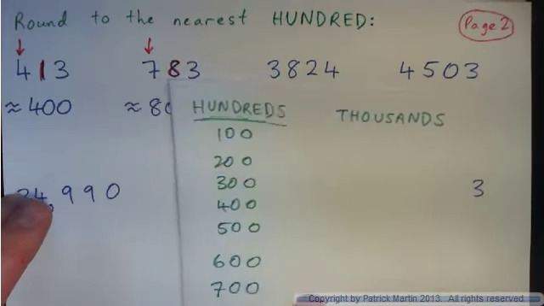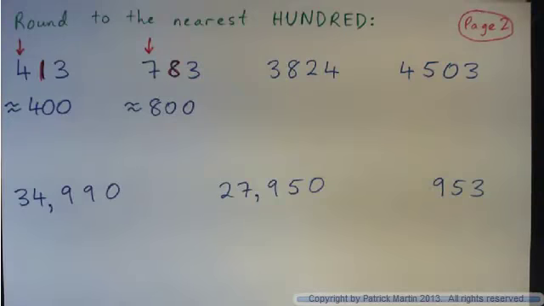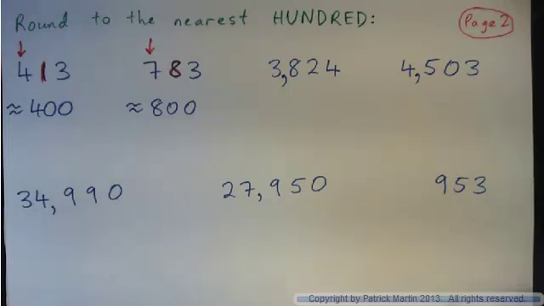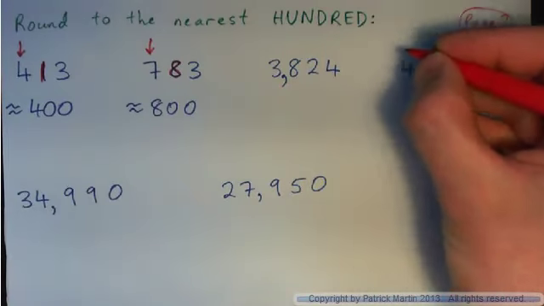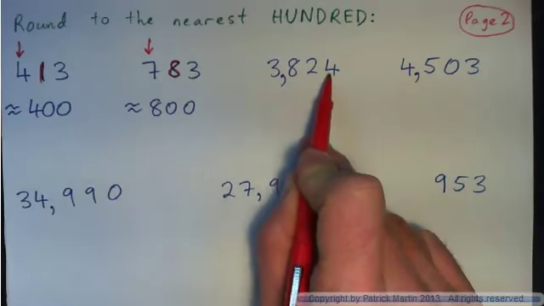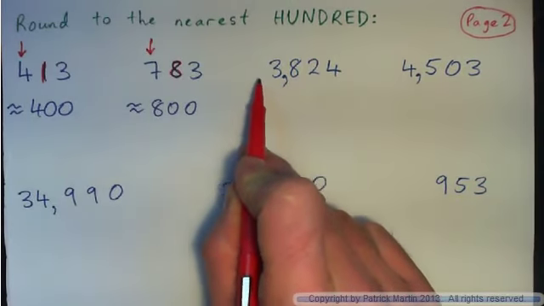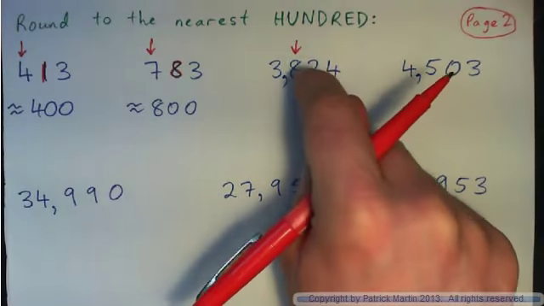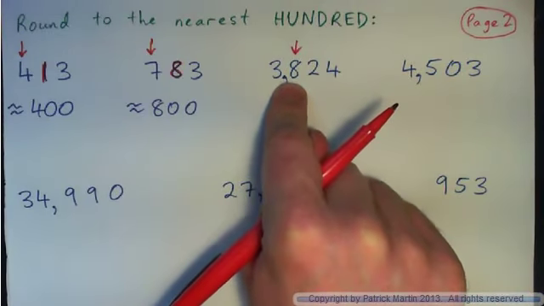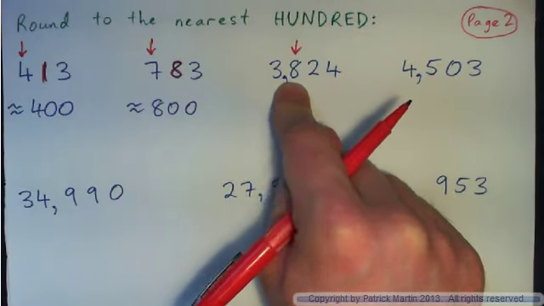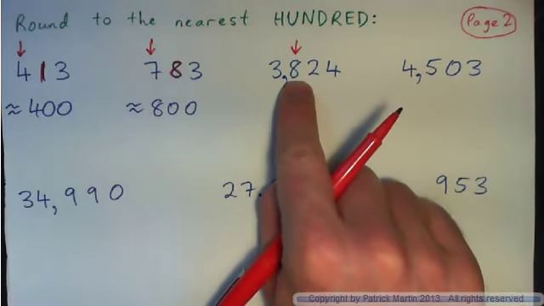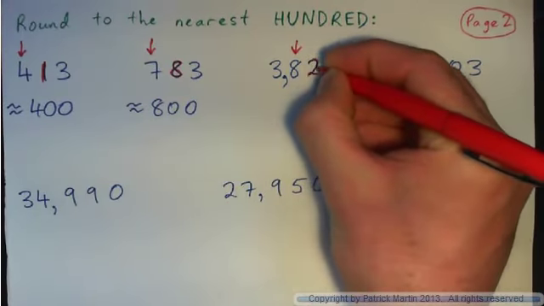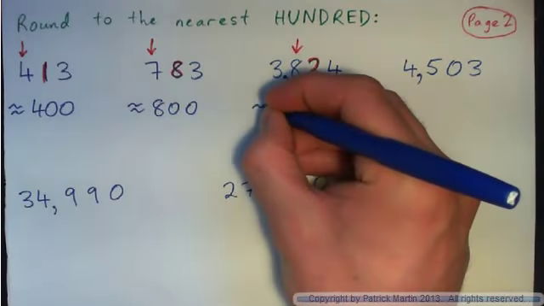Okay, how about this guy? 3,824. Round that to the nearest 100. Well, let's see. We want to round to what? To where? Where's the hundreds place in this anyway? Remember, this is thousands. This is hundreds. The 100 spot is here. That's the 100 spot. Okay. So what's the digit after the 8? It's a 2, right?